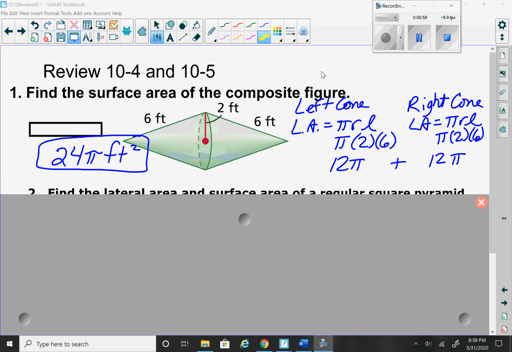Okay, so for number one in your bell ringer, the cone on the left is 12 pi and the cone on the right is 12 pi. Add them together, you should get a total surface area of 24 pi.